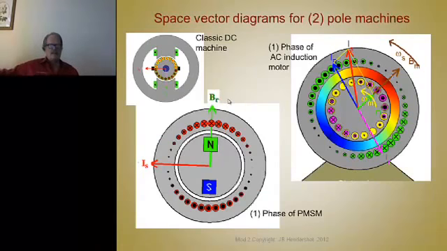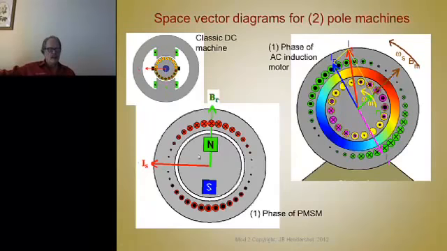Here's some space vector diagrams to help us think about these machines. Here's a classical DC machine with the wound field here. Here's your 2 stator coils. It creates the DC field there, and here's your commutated rotor with 2 brushes. Here's the 2 brushes, and these are commutated. So the field is this way, and the current is put in that way.